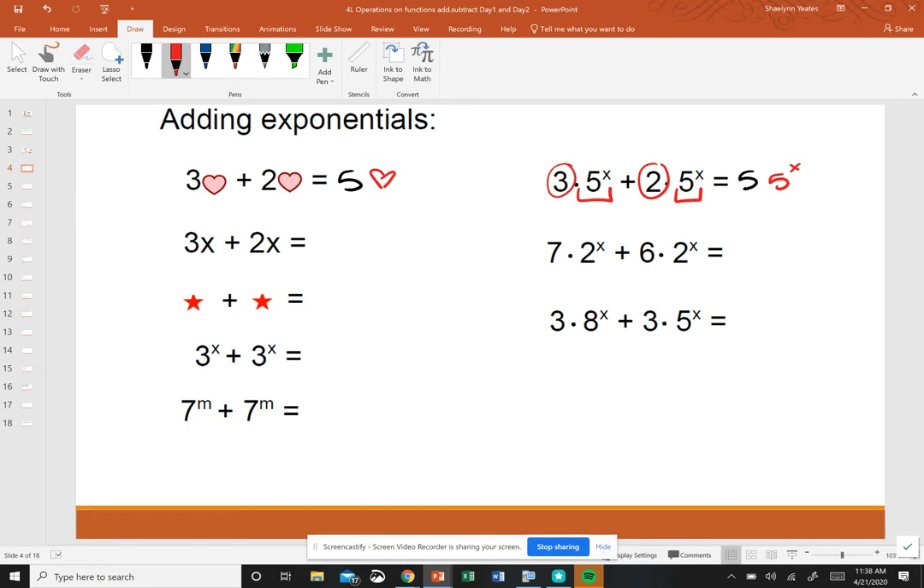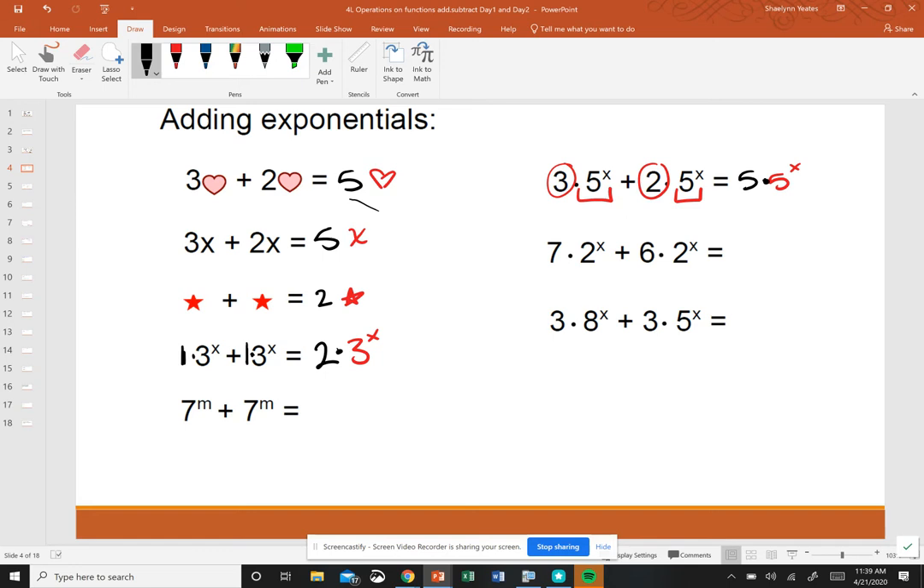All right, here, if I have 3x plus 2x, that is, again, hopefully you already know, 5x. If I have star plus star, what's that? You're right, 2 stars. So if I have 3 to the x plus 3 to the x, what do you think that's going to be? You're right, 2 times 3 to the x. There's 2 3 to the x's because there was 1 here and 1 here, and we have to add the ones.